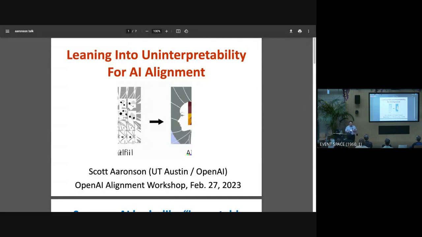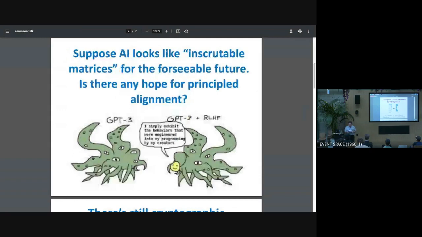Yeah, I called this talk Leaning into Uninterpretability. So, much of the hope for AI alignment rests on the program of interpretability, which Chris Olah gave us a beautiful talk about this morning. But interpretability is really hard. For example, because of superposition. I took this sabbatical year at OpenAI to try to get away from superpositions, but you really just can't escape them. Okay, so the starting point for a lot of the work that I've done this year has been, well, suppose that AI just continues to look like inscrutable matrices for the foreseeable future. Is there then any hope for any principled alignment approach, or is it all just empirical trial and error?